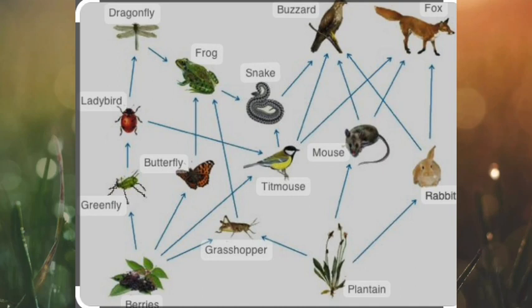Berries, grasshopper directly depends on berries, frog depends on grasshopper, snake depends on frog, and bird depends on snake. So this is a simple food chain. Similarly, you can see here that different simple food chains are present. So it means the food web is the combination of many simple food chains.